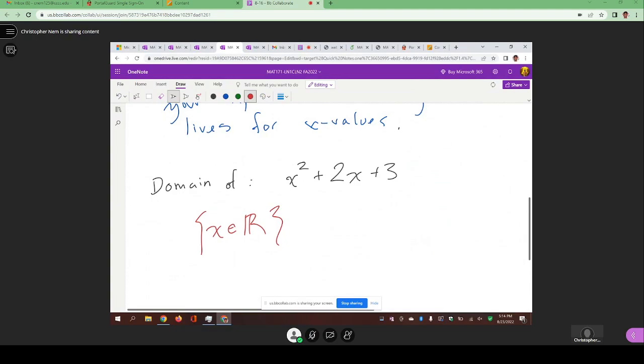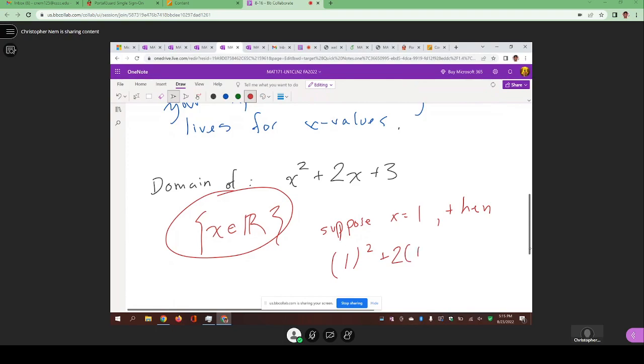And why is this the case? Well, I can plug in any real number for x. Suppose x equals 1. Then I have 1 squared plus 2 times 1 plus 3, which is 1 plus 2 plus 3, which is 6. Notice that no matter what value I plug in for x, I will always spit out a real number. I can plug in a real number and I'll get back a real number. That is the idea of domain.